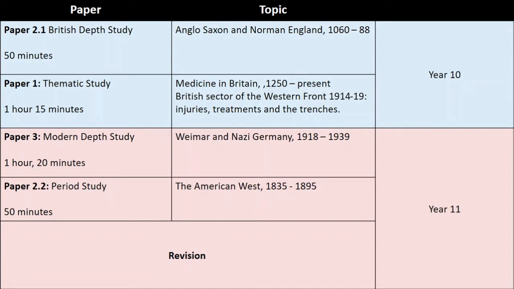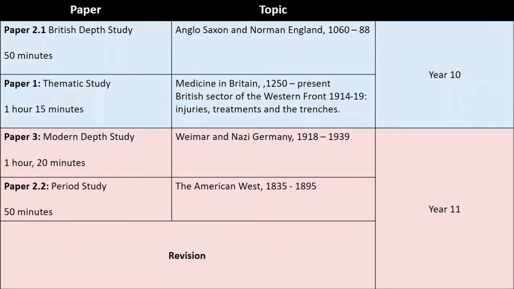The other 2 papers, paper 1 is a thematic study that is on medicine in this country from the Middle Ages all the way through to today, with a little section on medicine during the First World War. And then we're going to finish the year off with an excellent study of Weimar and Nazi Germany. So basically, Germany after the First World War, all the way through to the rise of Adolf Hitler and the Nazis. Okay? Now, today, I would like to just get the ball rolling by starting off with Anglo-Saxon England. And when you're ready, let us begin.